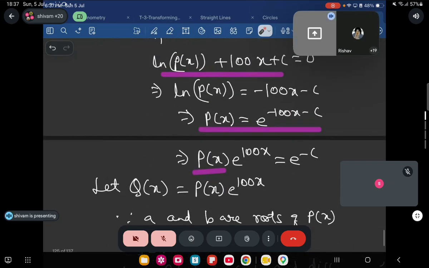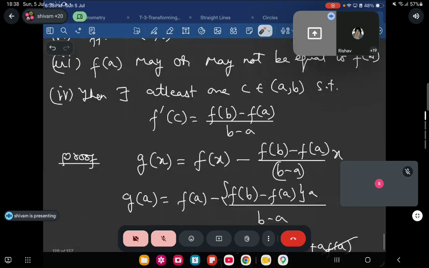After differentiating, this whole thing will get 0 because the right hand side is a constant. E to the power minus c is a constant. P of x into e to the power 100x, when you differentiate, it will give us 0. Is it clear? Tell me. Yes, that's clear. Okay, next.